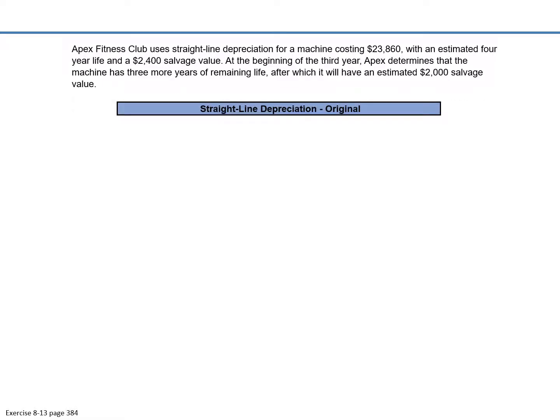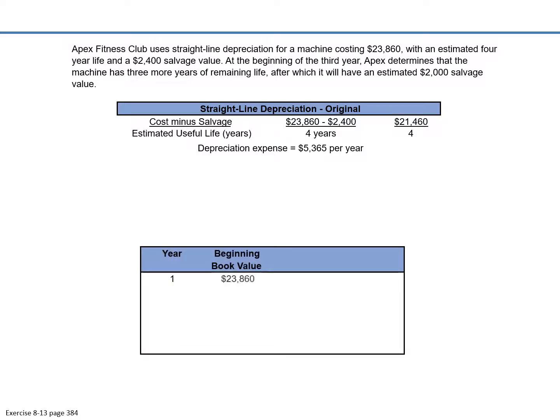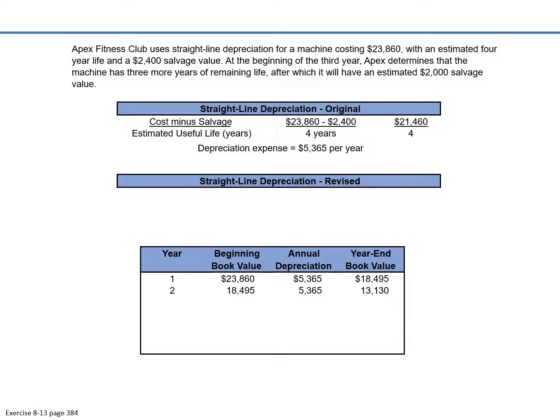So, we've got our original straight line depreciation, which is cost minus salvage. So 23,860 minus 2,400 divided by 4. 5,365 per year of depreciation expense. So they tell us at the beginning of the third year they're re-estimating. So we would have 2 years of depreciation down. So we have year 1 book value and our depreciation, and then we have year 2 book value and our depreciation. So our book value at the time that they re-estimate is $13,130.